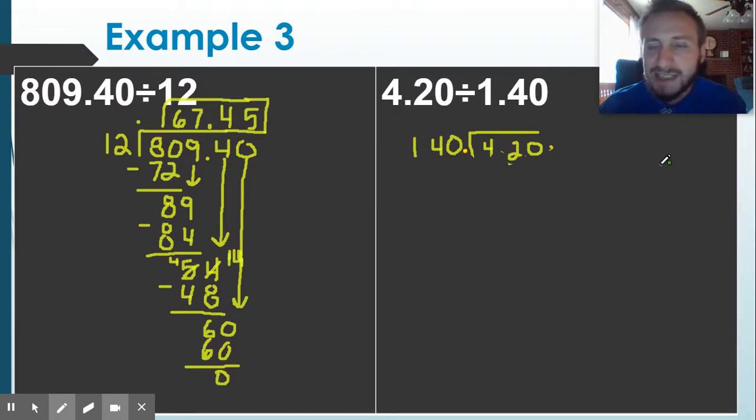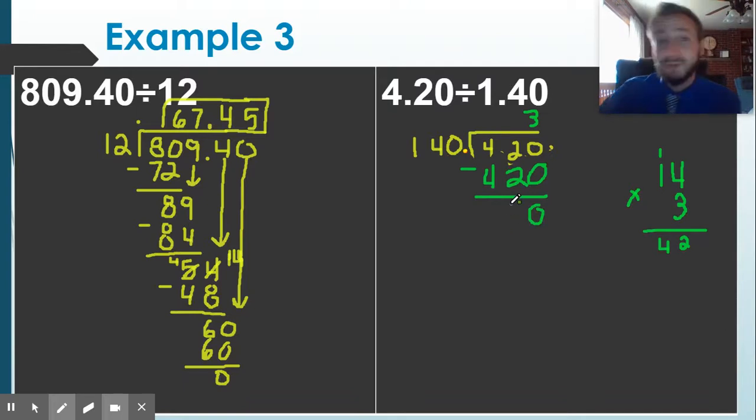3, let's just test it real quick over here. 14 times 3. 3 times 4 is 12. So we put a 2 here and a 1 up top. 3 times 1 is 3. Plus 1 is 4. 42. So if 14 times 3 is 42, 140 times 3 has to give me 420, which means when I subtract that, I have no remainder, which is perfect.